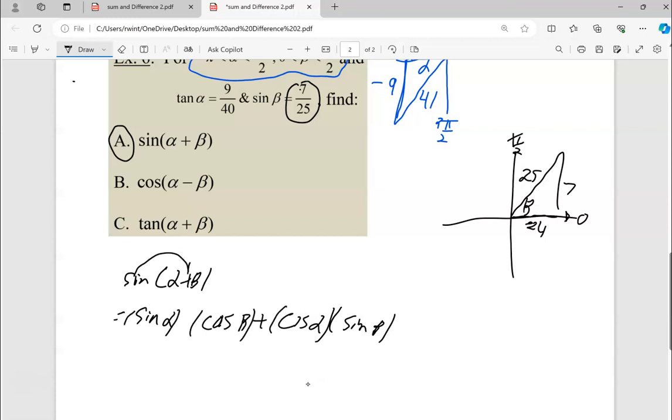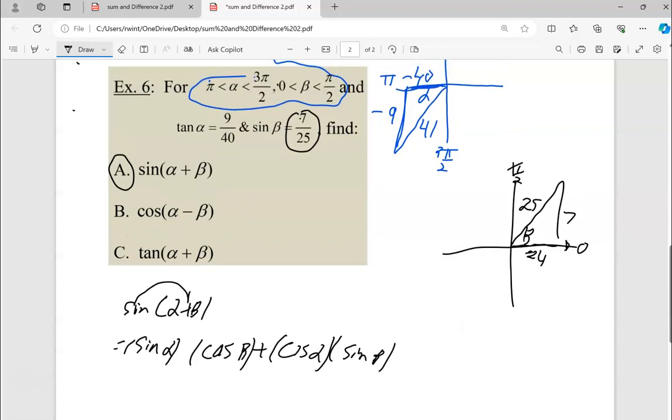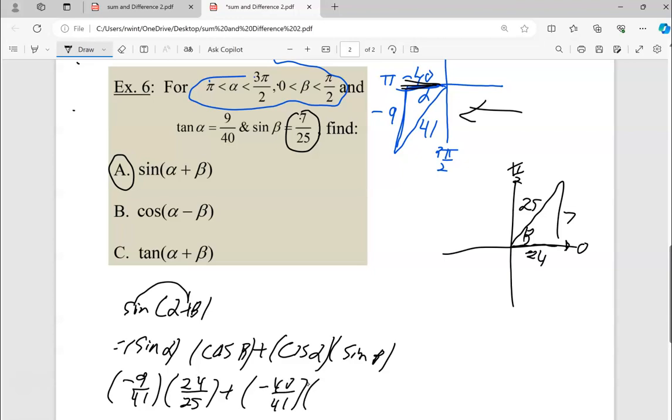And the sign will keep its sign. So if it's plus here, it's plus there. And then I just look at the pictures. Sine A, here's triangle A. Sine is negative 9 over 41. Cosine of B is 24 over 25. Plus cosine of A, negative 40 over 41. Sine of B is 7/25.